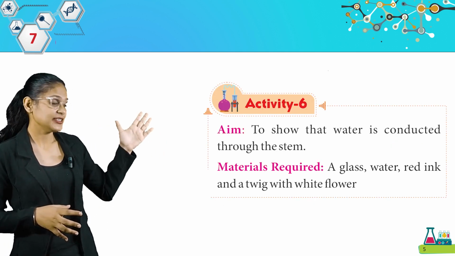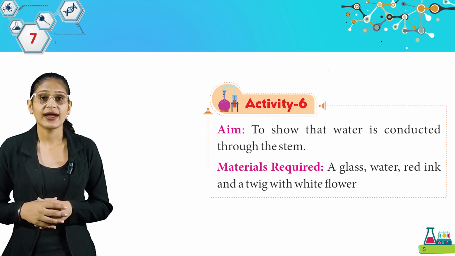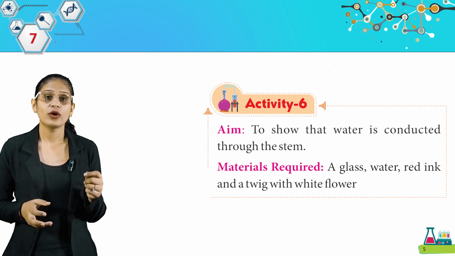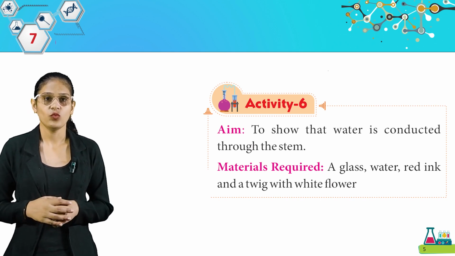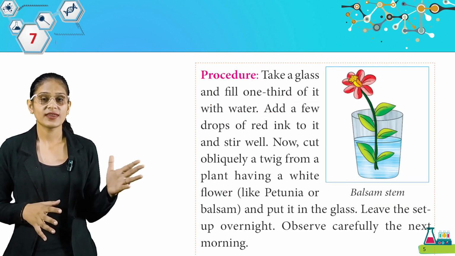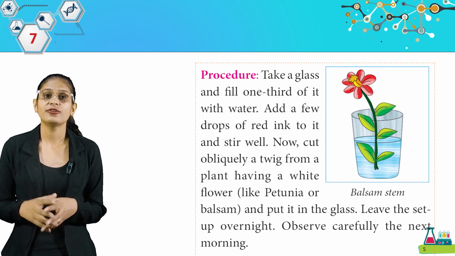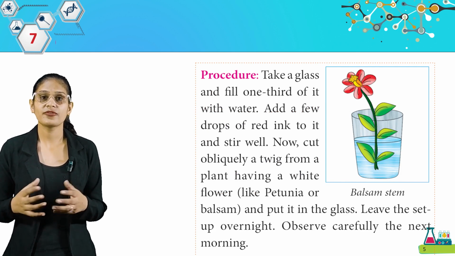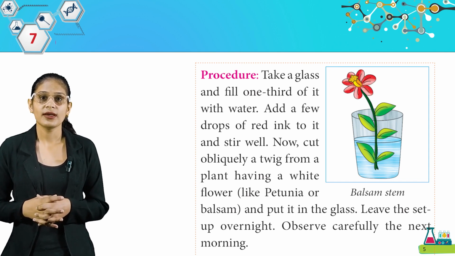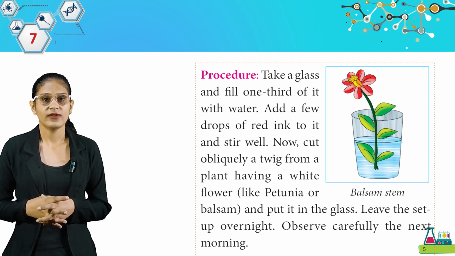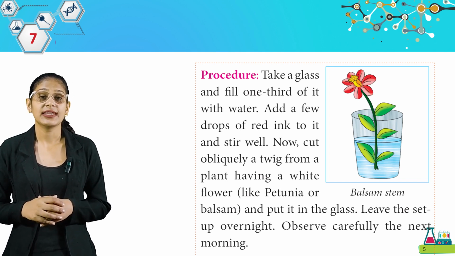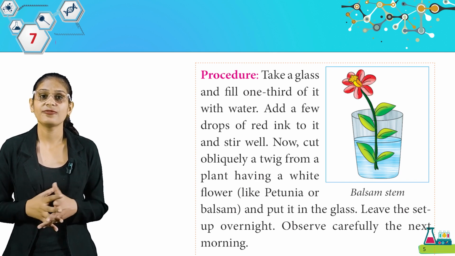Here is activity 6. Aim: to show that water is conducted through the stem. Materials required: a glass, water, red ink and a twig with a white flower. So these are the things you need. Now look here. Procedure. Take a glass and fill 1/3 of it with water. Add a few drops of red ink to it and stir well. Now cut obliquely a twig from a plant having a white flower like petunia or balsam and put it in the glass. Leave the setup overnight. Observe carefully the next morning.